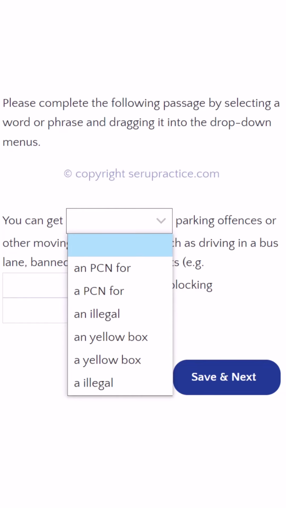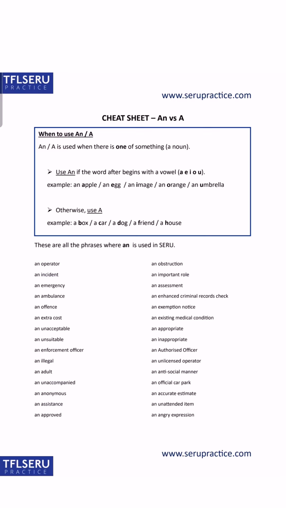You can get an PCN or a PCN for parking offenses or other moving traffic offenses. Which of these two is correct? To answer this question, we need to understand the difference between an and a, and when to use them.